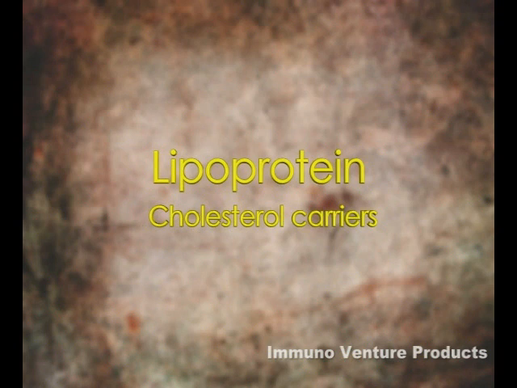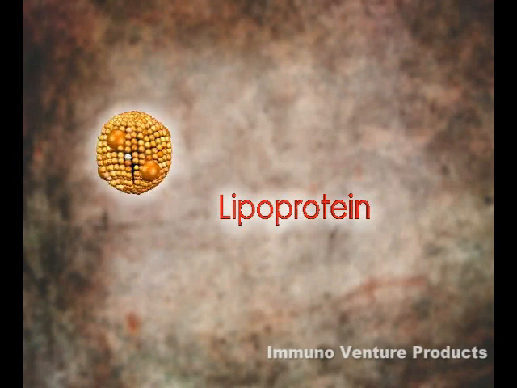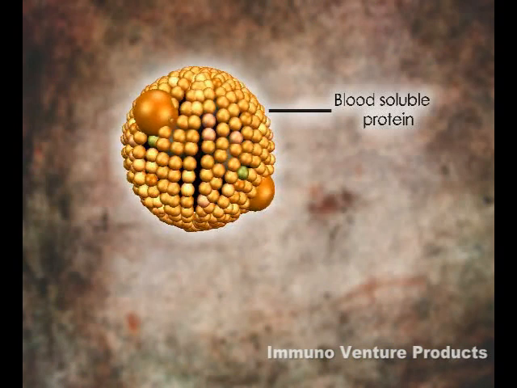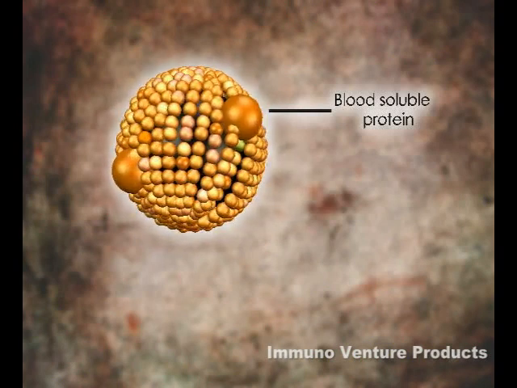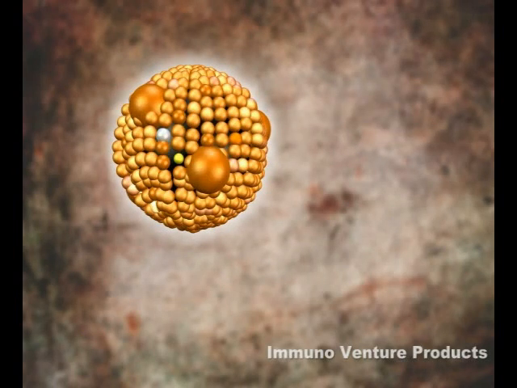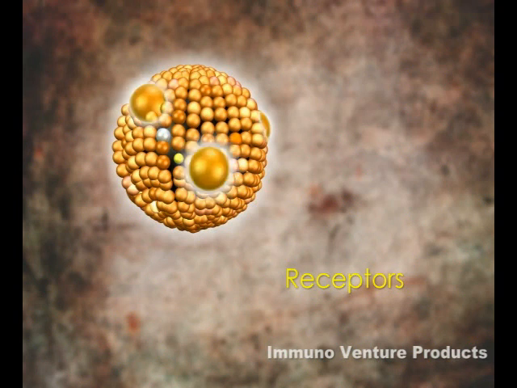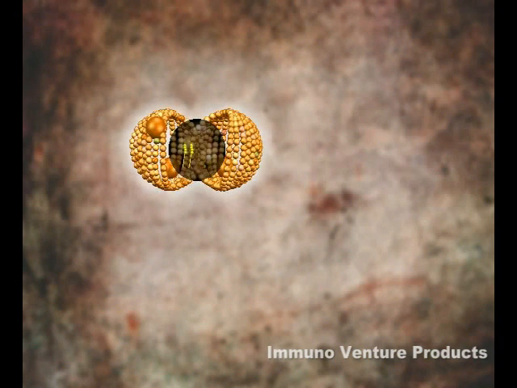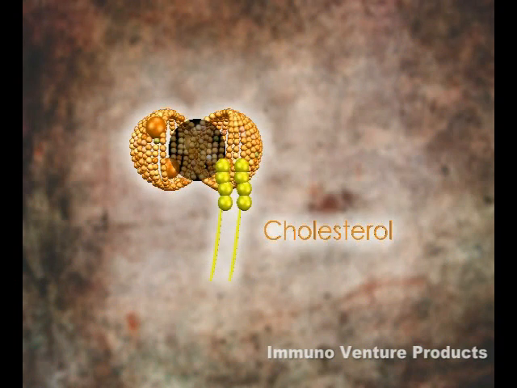lipoprotein. This is the lipoprotein particle. Lipoproteins are tiny, complex, spherical particles, which have an outer layer comprised of amphiphilic or blood-soluble proteins. The outer layer shown here also carries certain key molecules called receptors that allow the particle to access cells and other tissue. This is the inward-facing surface of the lipoprotein. Carried inside are triglycerides and cholesterol esters. This forms our cholesterol carrier.